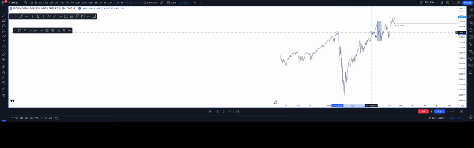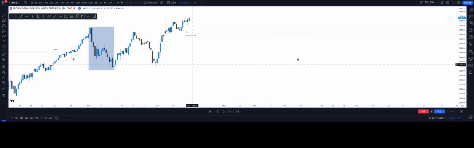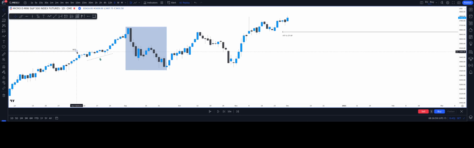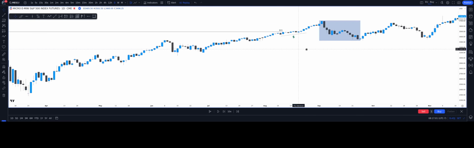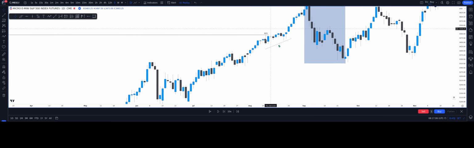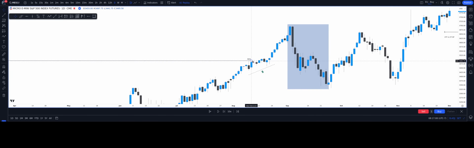So let's see that. Wrong one. Let's go breaking structure at the top. Put it at the top. So now we can see which candles actually did break structure first. So it would be, well, will it be this one? It looks like, let's have a look here. So this is the interesting part.